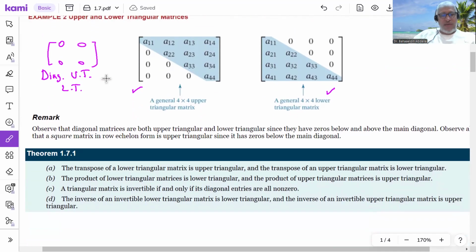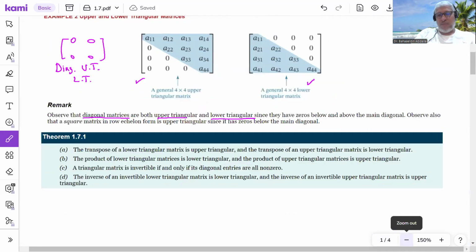Also, you can observe that any diagonal matrix is upper triangular because the elements below the main diagonal are zeros, and it's lower triangular at the same time because the entries above the main diagonal are zeros, because this is the definition of a diagonal matrix: all entries off the main diagonal are zero. So any diagonal matrix is upper triangular and lower triangular at the same time.